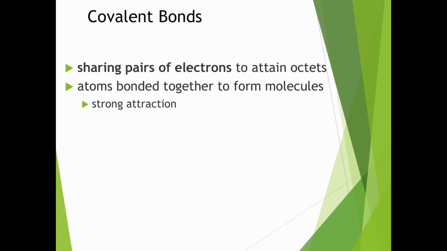So these atoms are bonded together in order to form molecules. When we have 2 or more atoms bonded together, we call it a molecule. And this is from a very, very strong attraction. So covalent bonds form molecules, or molecules are formed through covalent bonds. We don't use the term molecules for ionic compounds, just for covalent.